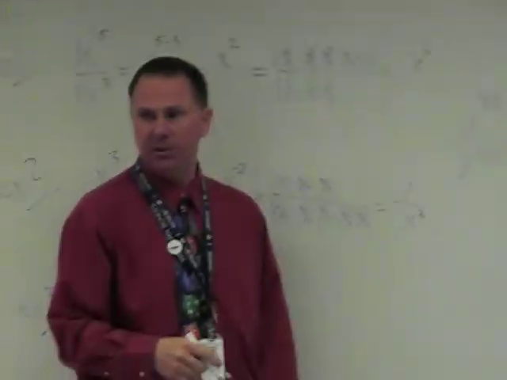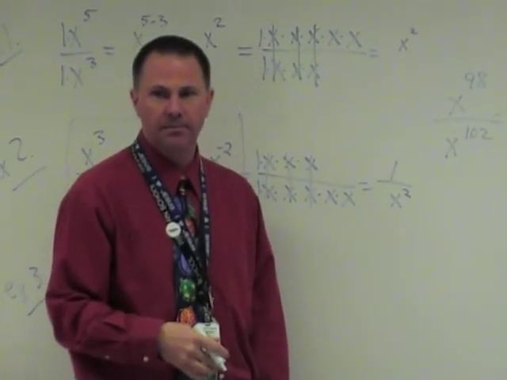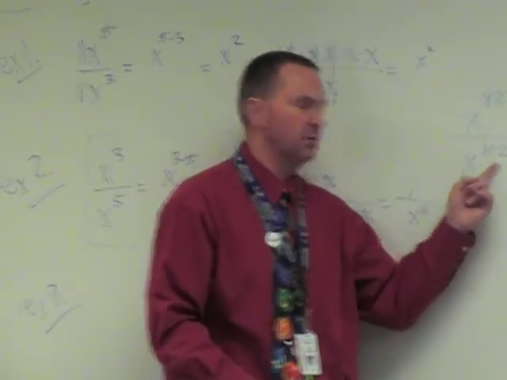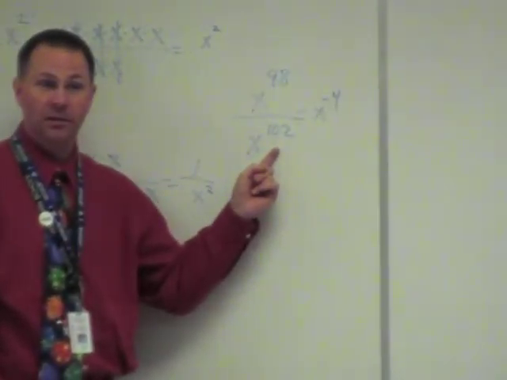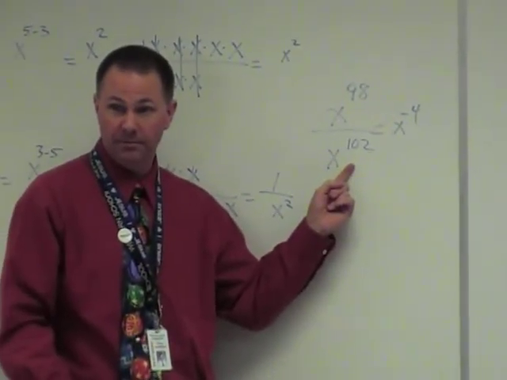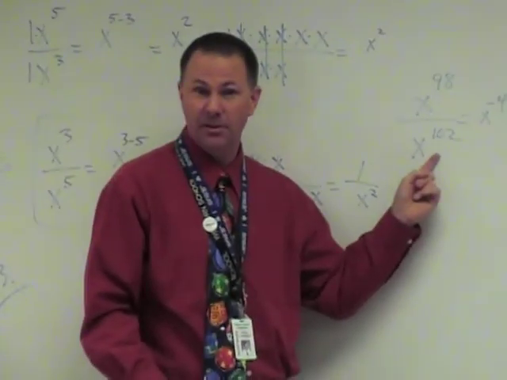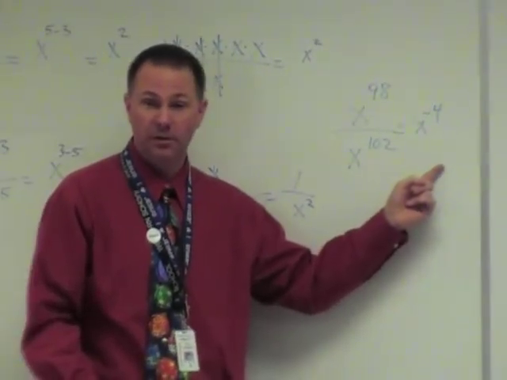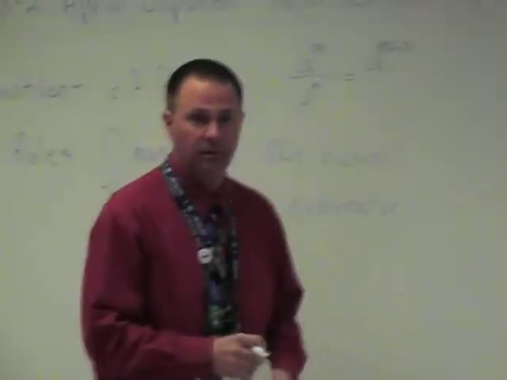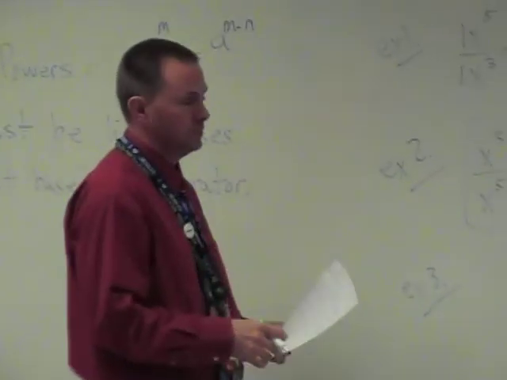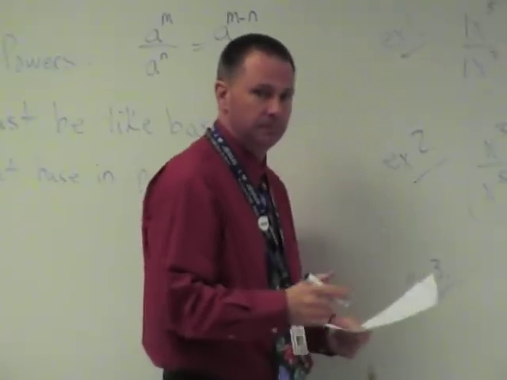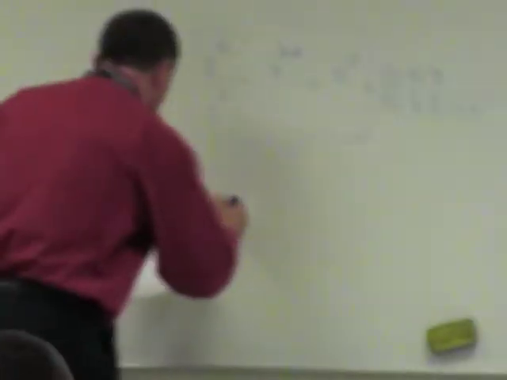Once I teach you about negative exponents, you're not going to say that. You're going to say 98 of these cancel with 98 of these, leaving 4 on the bottom. So you'd say 1 over x to the 4. But again, I'll give you a formal explanation of that. That's what it says in the explanation.